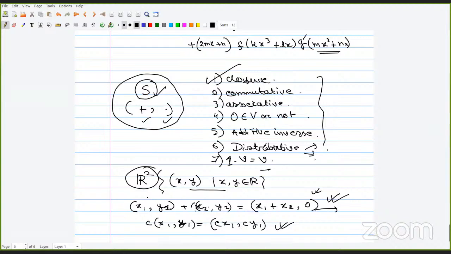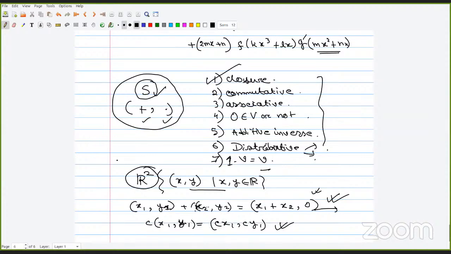You have to check all these properties. Otherwise, you cannot tell whether it is a vector space or not. So the closure thing does not guarantee that it is a vector space. Whether I am getting the point 1 or not, I don't need to check. That is not closure.